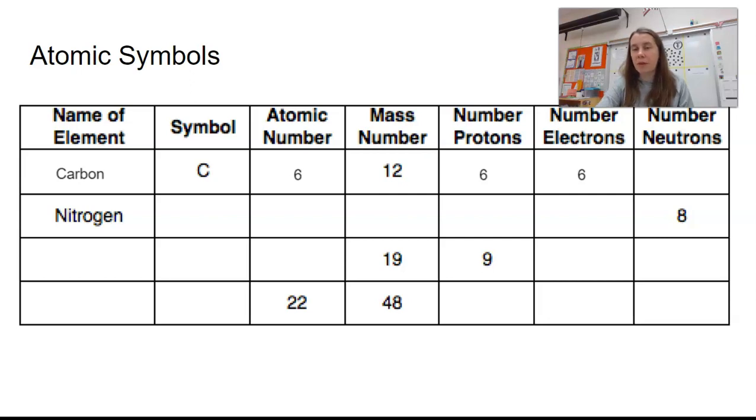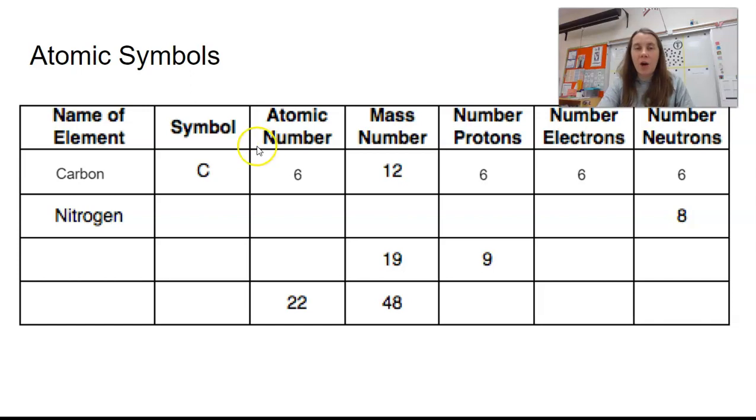So if you remember from the previous slide, protons and neutrons both have mass, and we ignore any mass from the electrons. So if our mass number for carbon is 12, then part of that mass comes from the protons, which is 6, and the rest comes from the neutrons. So to get the neutrons, we'll do the mass number minus the protons. So 12 minus 6 is also 6 in this case.